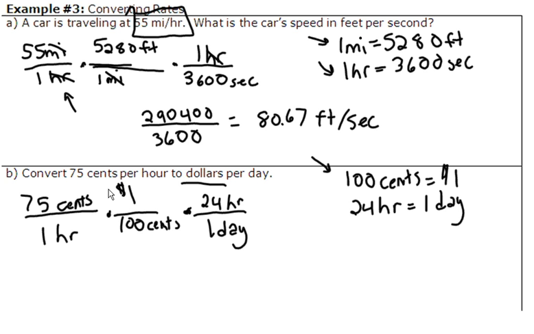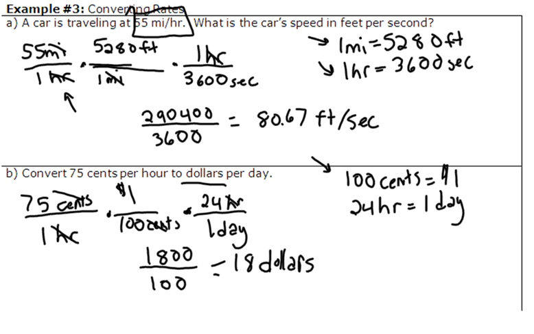And again, I can check to see if I did this right by canceling my units out. The cents cancel, and the hours cancel, so I'm left with dollars per day. So I'm going to multiply 75 times 1 times 24, which is 1,800. I'm going to multiply 1 times 100 times 1, which is 100. And then I go ahead and divide that. So 1,800 divided by 100 is $18 per day.